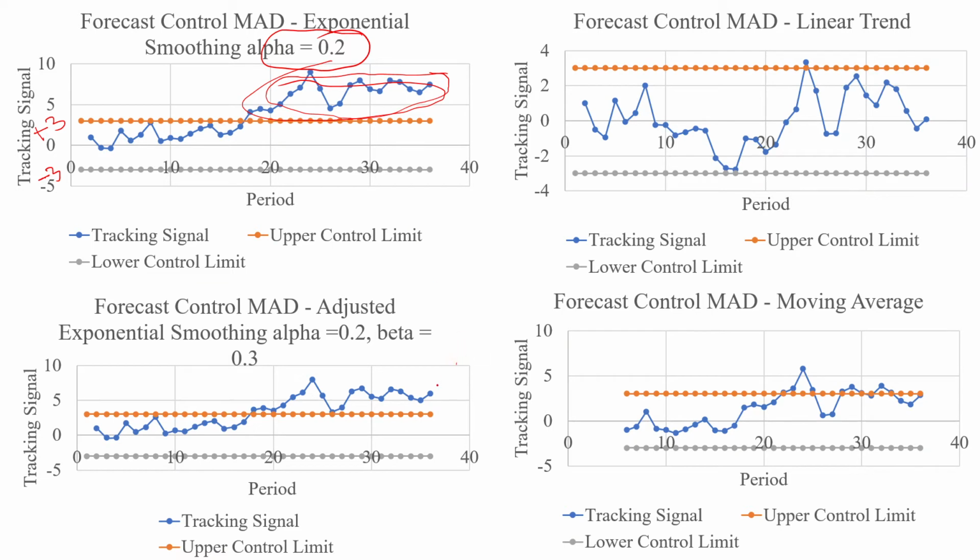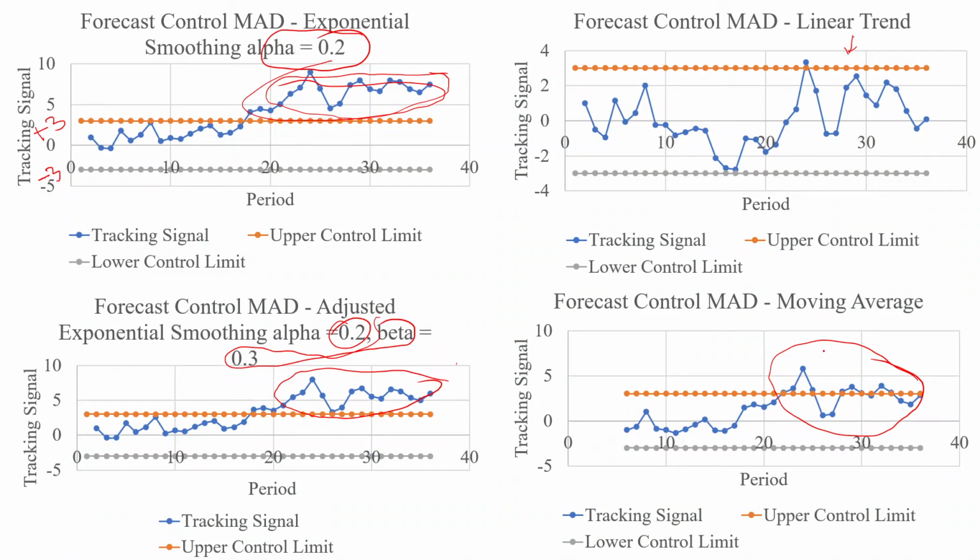Same for the adjusted smoothing, with the smoothing factor 0.2 and trend factor 0.3. It is not doing so great a job. On the other hand, you can see the linear trend is doing a little bit better. It's not too biased. The moving average is also towards the bias low situation, where demand exceeds the forecast consistently.